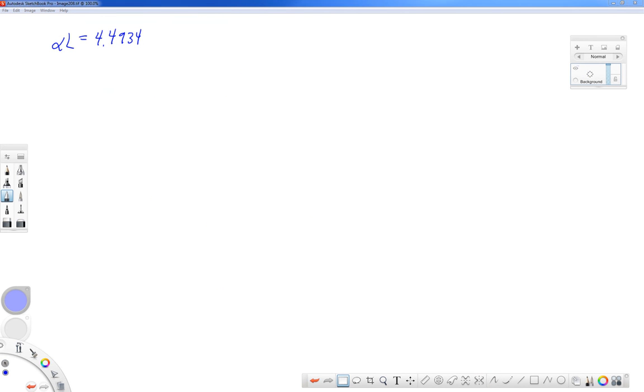Well, let's see what that does for us. Remember, the alpha has inside of it wrapped in there P over EI. Now, alpha squared we defined as P over EI. So let's square both sides of this. Alpha squared L squared is equal to 4.4934 quantity squared. Let's solve for alpha squared.